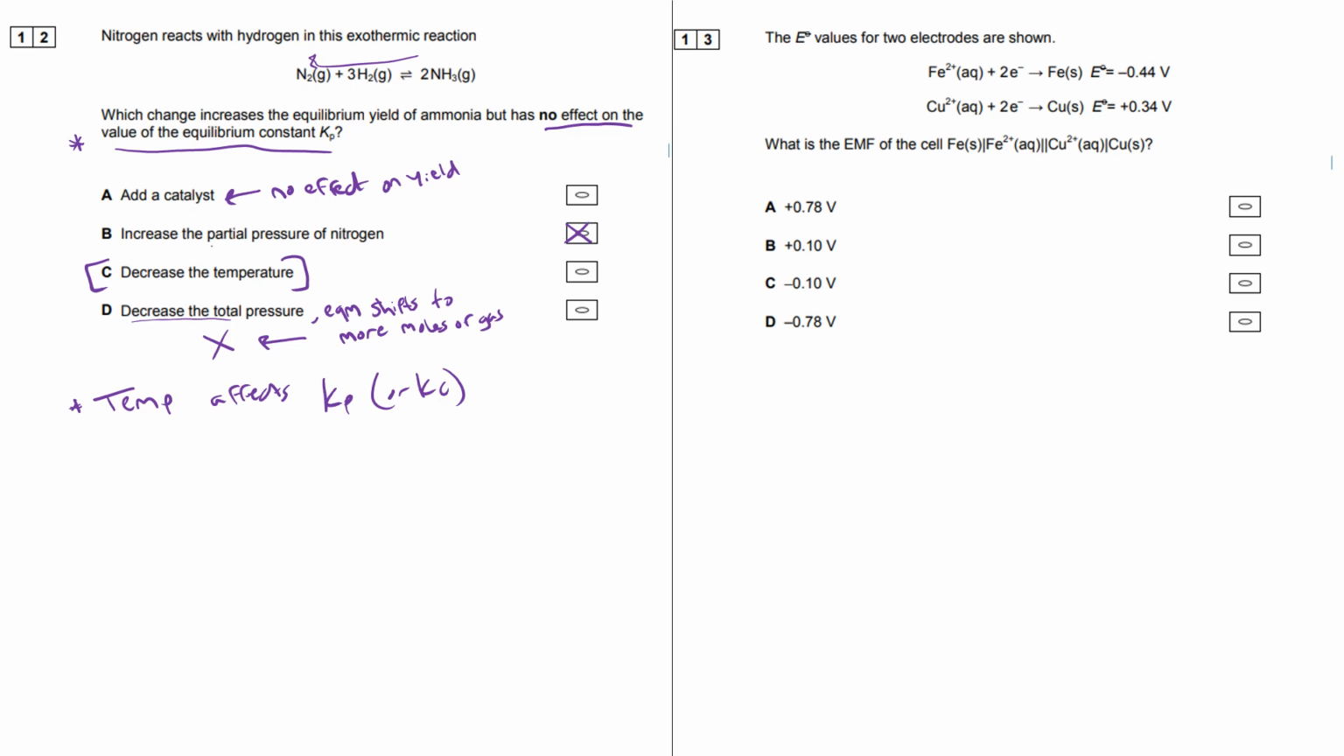If you were to increase the partial pressure of nitrogen, so by causing the pressure of nitrogen to increase, it's going to force the particles to be closer together. It's going to force the nitrogen to react with the hydrogen. It's going to shift to the side with fewer moles of gas, just like it would if you were to increase the overall pressure. So increasing the partial pressure of nitrogen forces it to the side with fewer moles of gas, or to make more NH3.